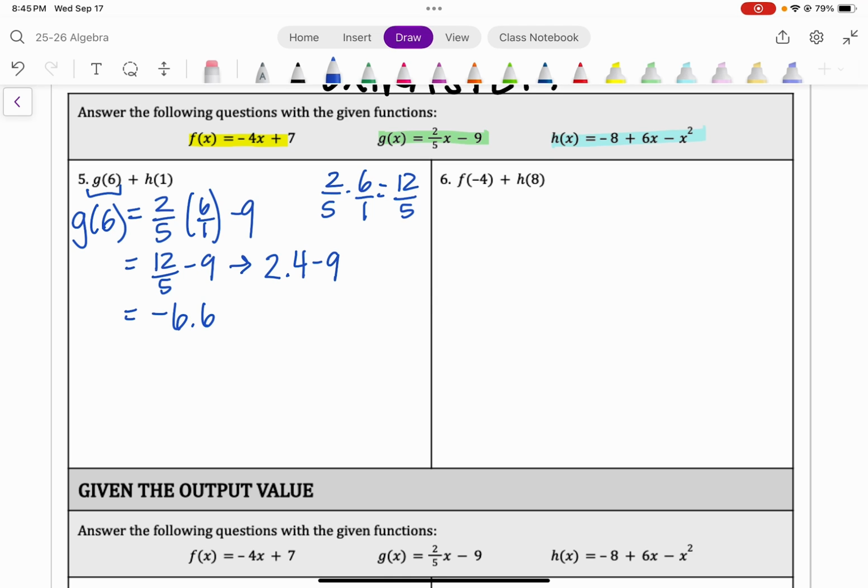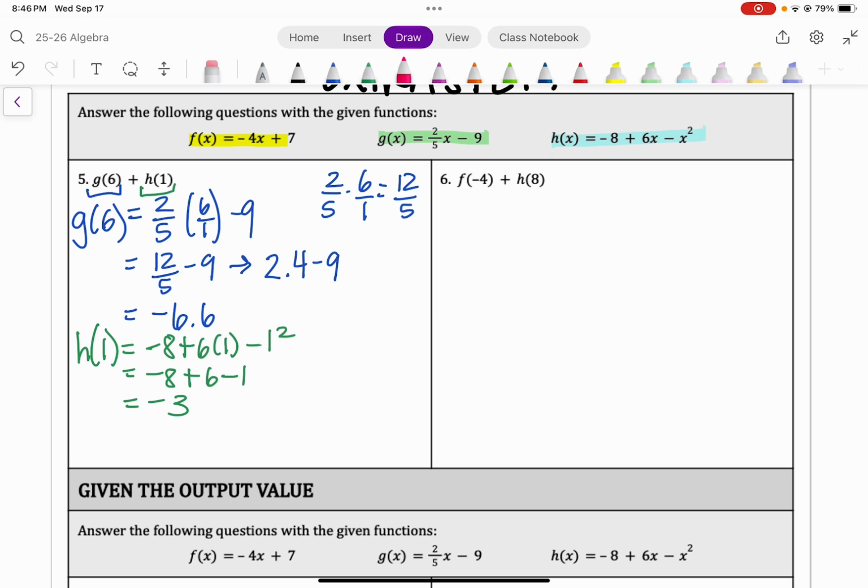Now, we're going to do the second part, and we're going to plug 1 into the h equation. So the h of 1 is negative 8 plus 6 times 1 minus 1 squared. So negative 8 plus 6 and minus 1, because 1 squared is 1. So negative 8 plus 6 is negative 2. Negative 2 take away 1 is negative 3.